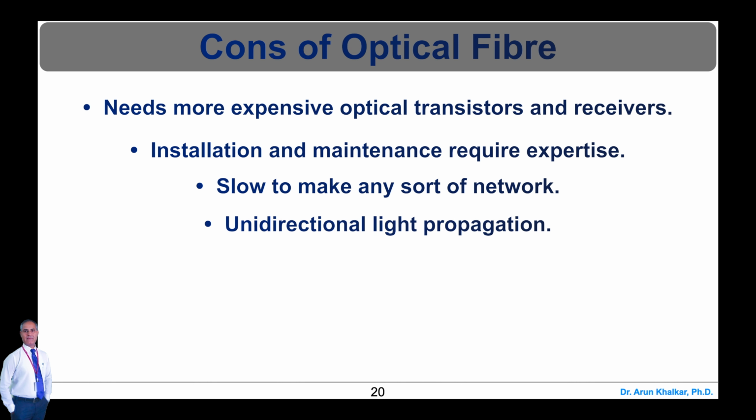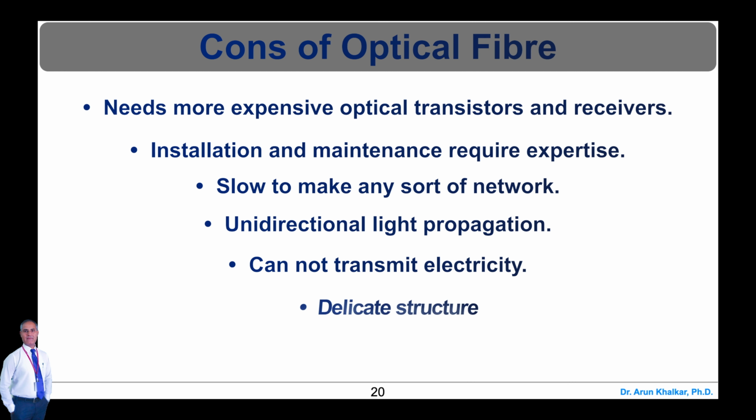Unidirectional light propagation is required for the optic fibers, and it cannot transmit electricity. So the signal is transmitted with the help of light only. It is a delicate structure, very fragile, so handle with care is needed, and its cost is high. So these are the main disadvantages of optic fiber.